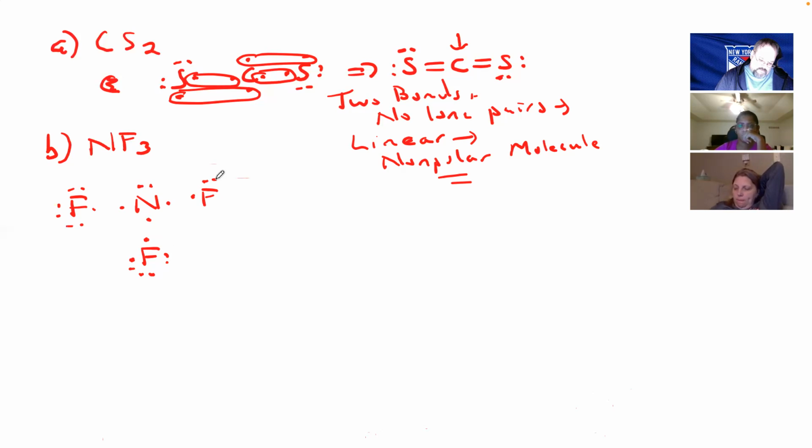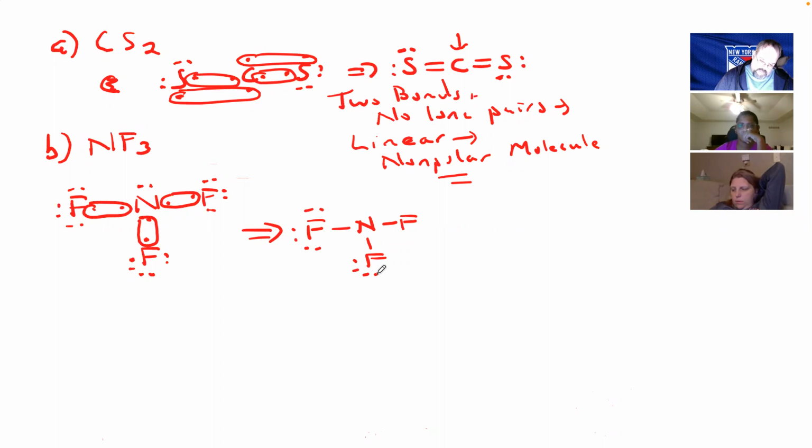Okay. So here's NF3. Each fluorine with the nitrogen is going to form a single bond. Each of the atoms can get to 8 valence electrons. The nitrogen is going to keep a lone pair. This pair of electrons right here, the nitrogen doesn't use to form bonds in this compound. Okay.